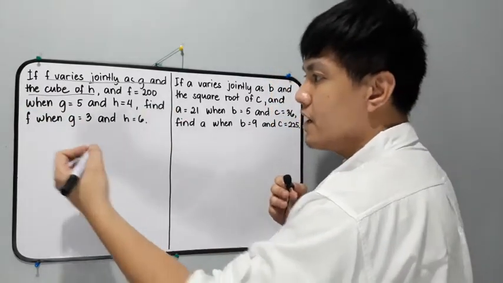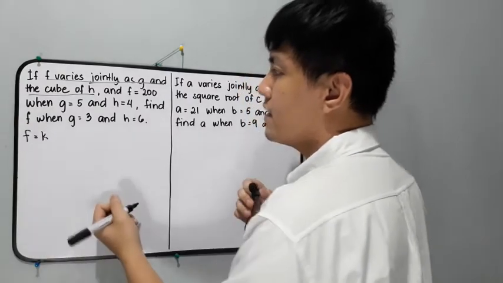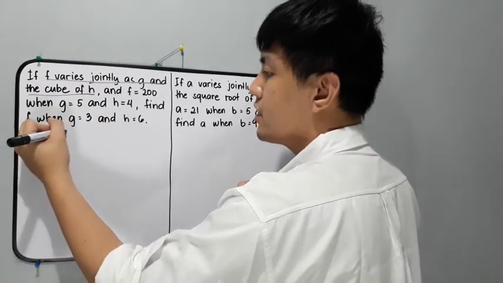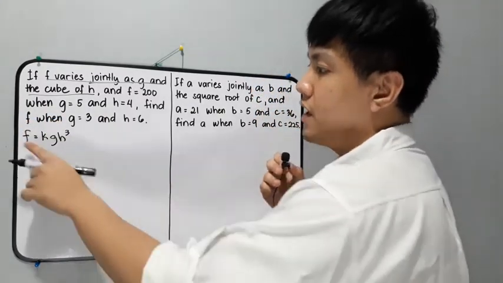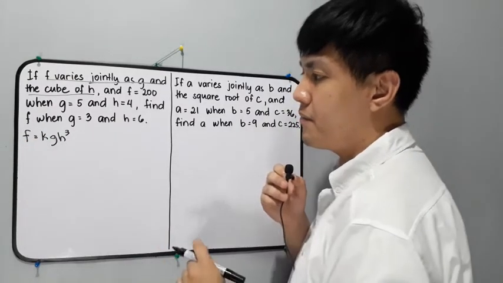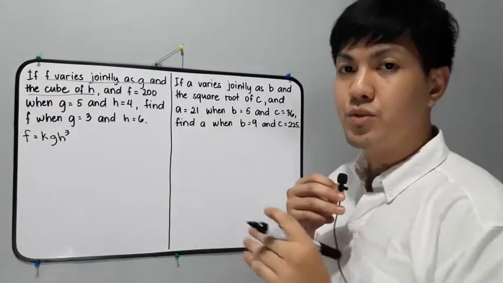So the equation for that is f is equal to k g and h cube, or raised to 3. So that is our equation. F varies jointly as g and cube of h. Next one is to divide the whole statement into two parts.